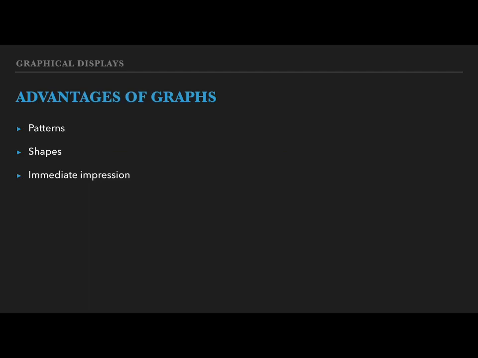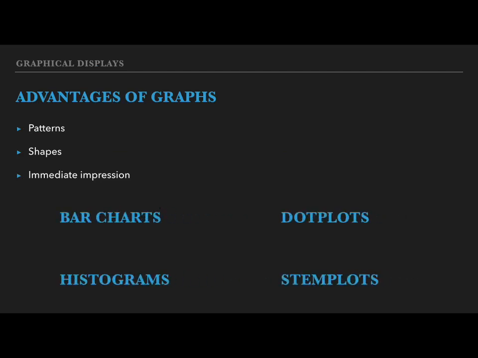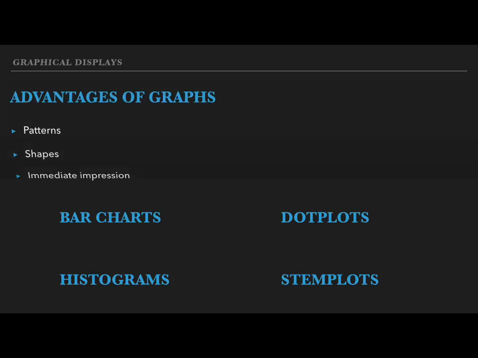But remember, when you are graphing, you have to show everything clearly and labeled, leaving no doubt what the picture represents, or else it will be very confusing. Today we are going to introduce 4 of the many ways to graphically display the data. They are bar charts, dot plots, histograms, and stem plots. So let's jump right in.